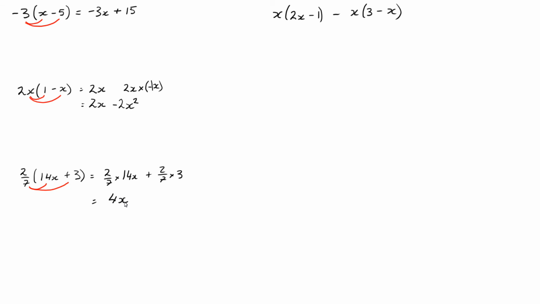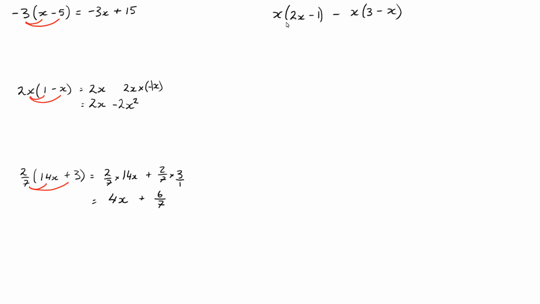So I've actually got 4x, and if I put this 3 over 1, 3 and 2 give me 6, 7 and 1 give me 7. So that's just multiplying some fractions. So my final answer is 4x plus 6/7.